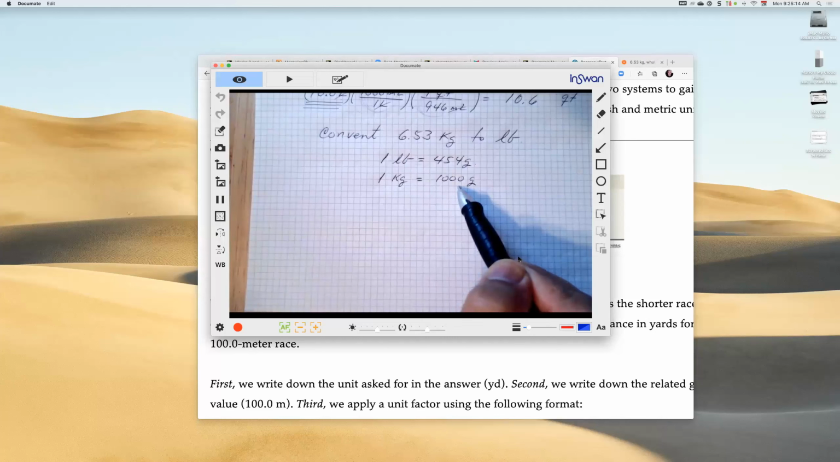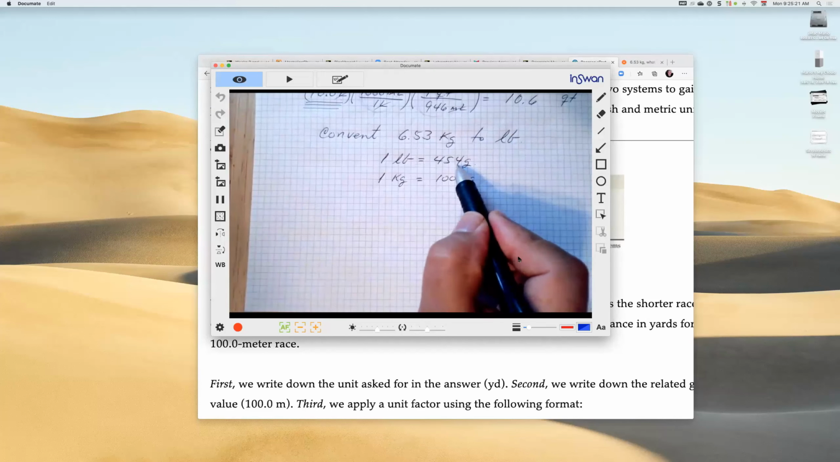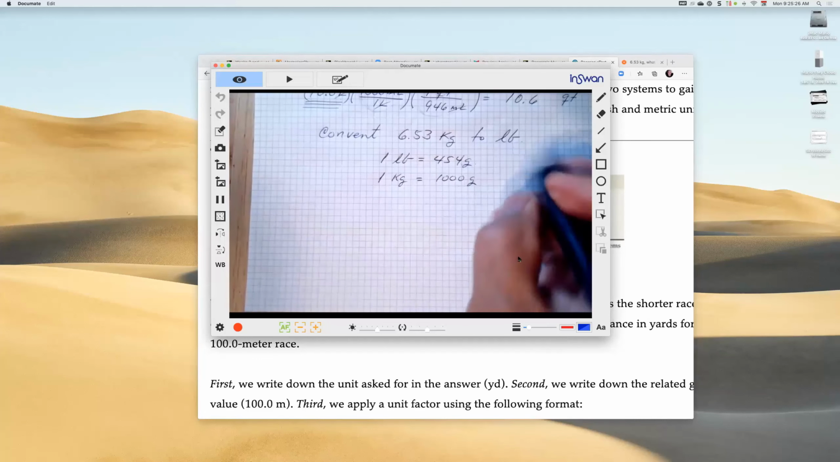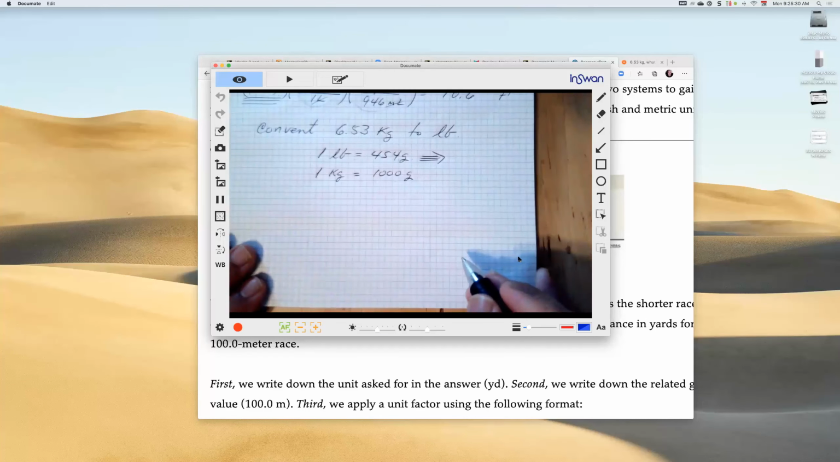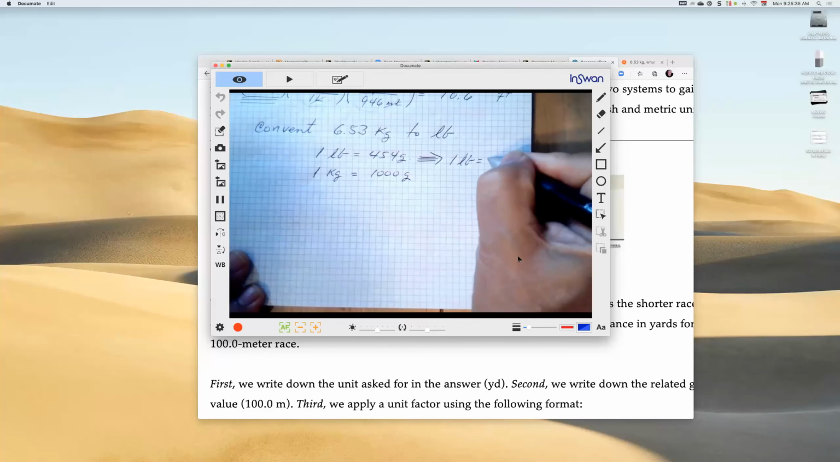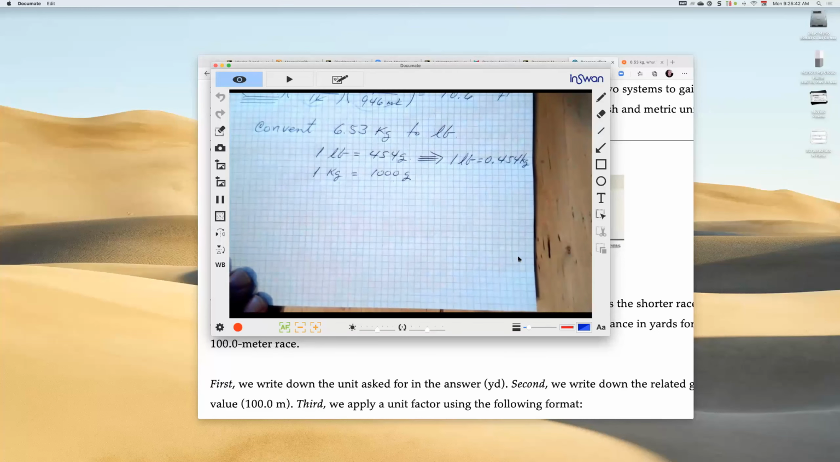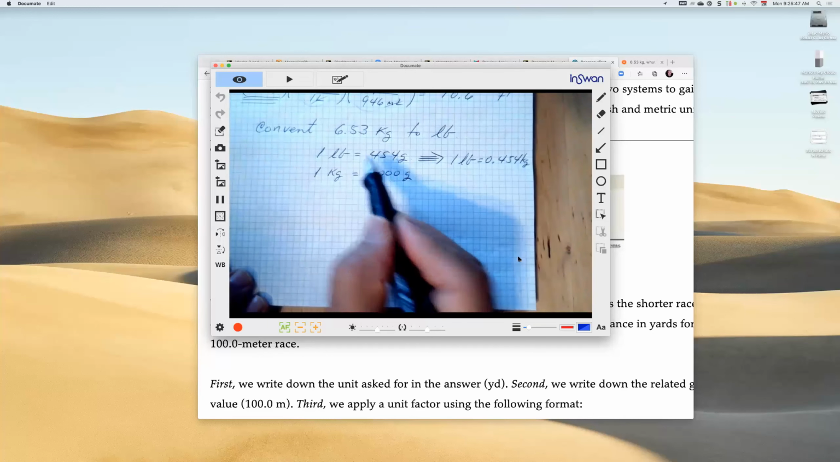Is there a way of taking a shortcut? Well, with practice, you're gonna realize that to go from grams to kilograms, all you have to do is move the decimal point 3 places. In other words, I can take a quick shortcut here and say 1 pound equals 0.454 kilograms. All I did is I moved the decimal place 3 spaces to the left.